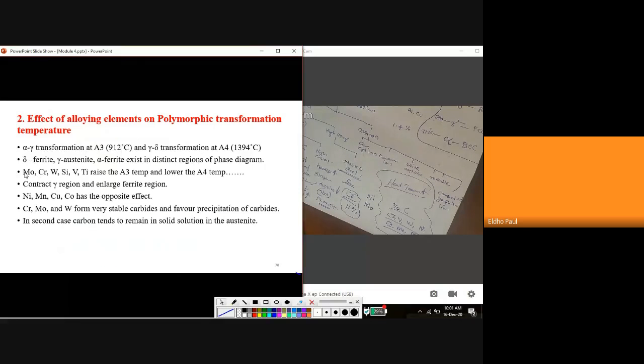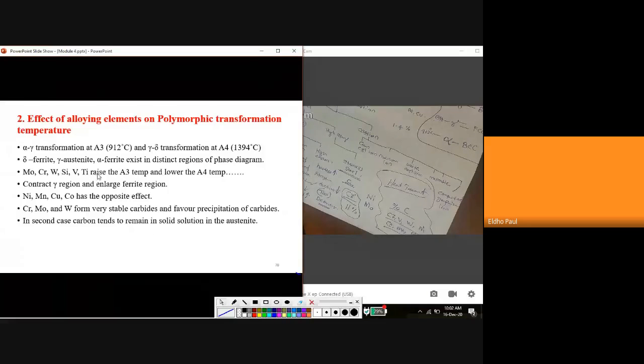But the opposite effect is produced by the addition of nickel, manganese, copper, cobalt, etc. By the addition of this type of alloy elements, what happened? This A3 line is lowered and this A4 line is raised. That means the gamma austenite region is expanded. And then chromium, molybdenum, tungsten form very stable carbides and favor the precipitation of carbides. So carbides are formed with molybdenum, chromium, vanadium, tungsten.